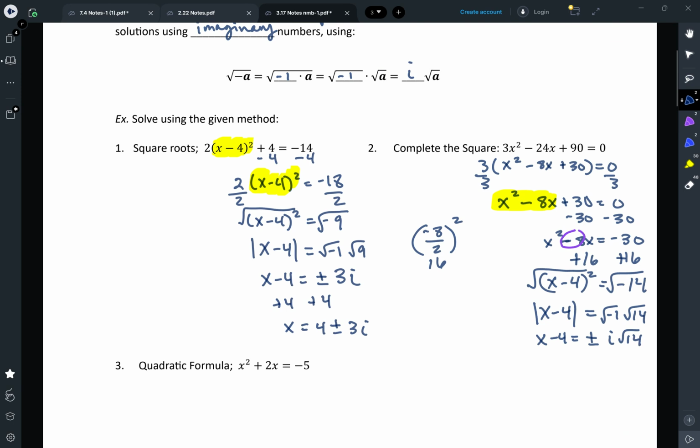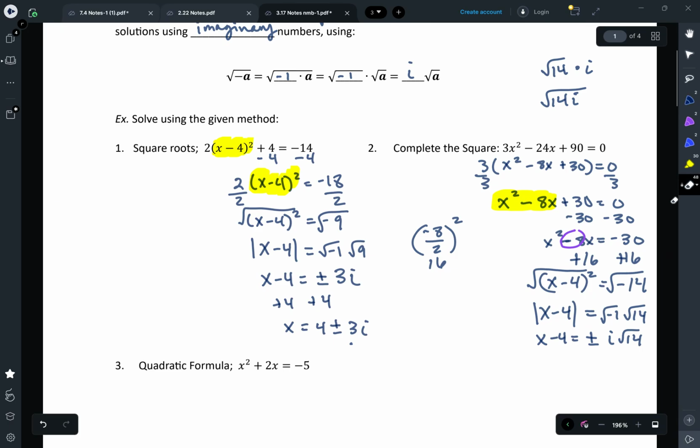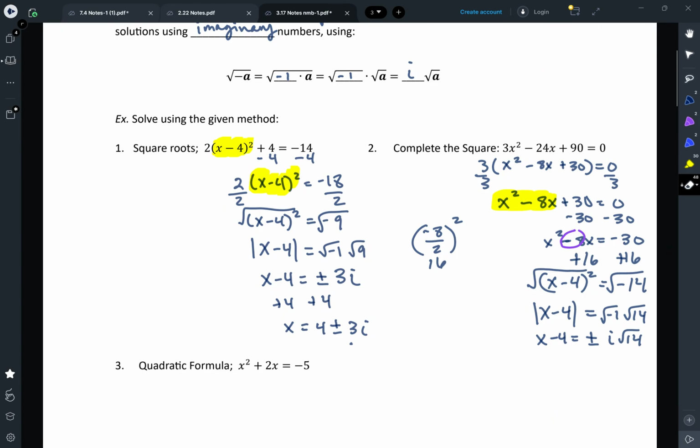So remember, like with the 3i, we put the 3 in front, but with the root 14 and the i, we put the i in front, because we want to make sure that people know it's the square root of 14 times an i and not a square root of 14i. So it's easier to tell the difference if you put the i in the front. Then you don't have to worry about how long that square root is. So we usually put i's in front of square roots.